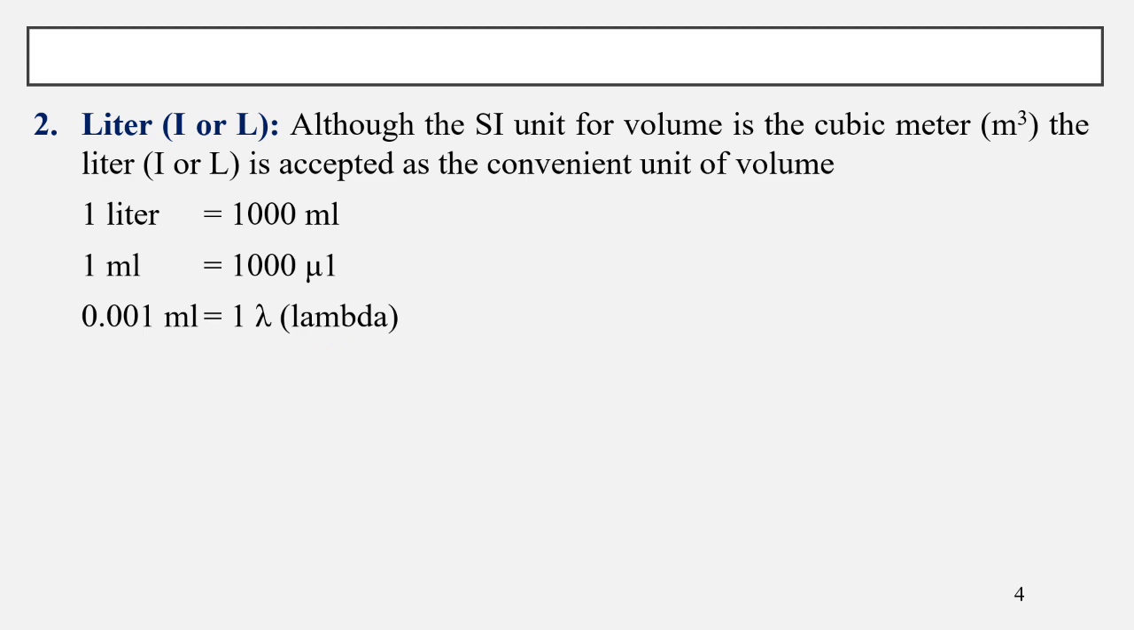And liter. The SI unit for volume is the cubic meter. The liter is accepted as the convenient unit of volume. 1 liter equals 1000 ml, 1 ml equals 1000 microliters, and 0.001 ml equals 1 lambda.